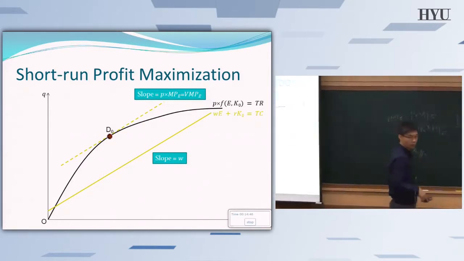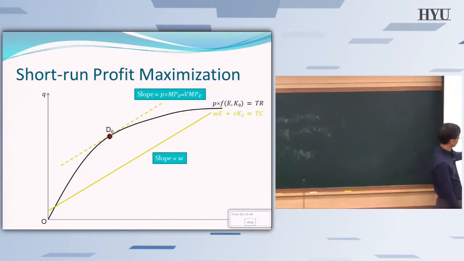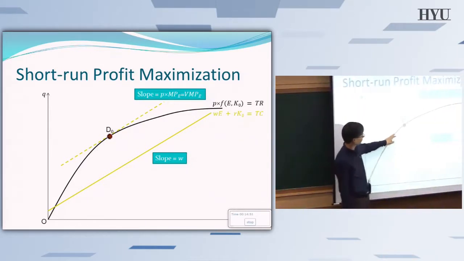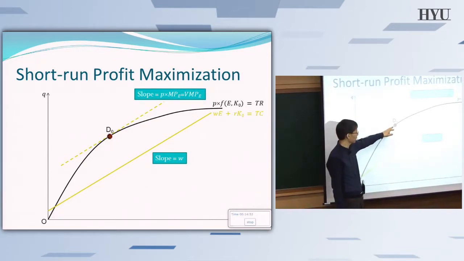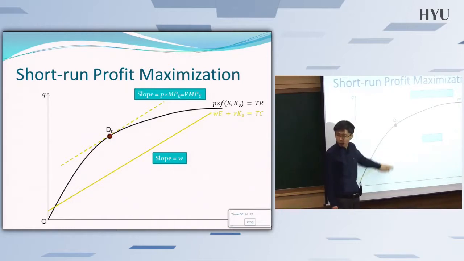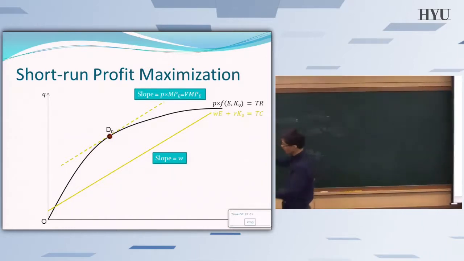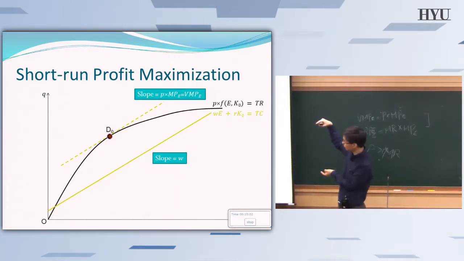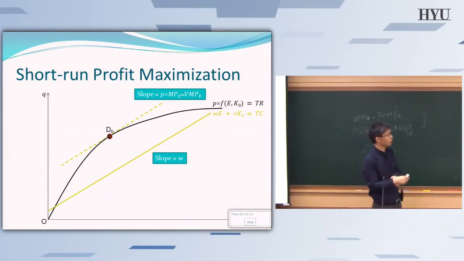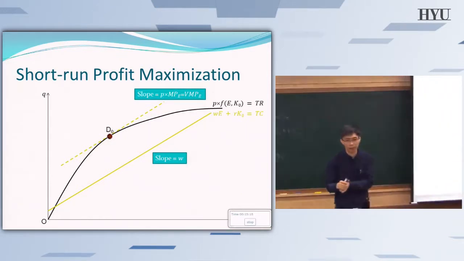And then obviously the way of doing it is to pick a point like D0, where the slope of this TR curve at D0 should be equal to the slope of the total cost curve. Then the profit is the biggest. The distance is the longest. So the profit maximization condition is the slope at D0 should be equal to W.